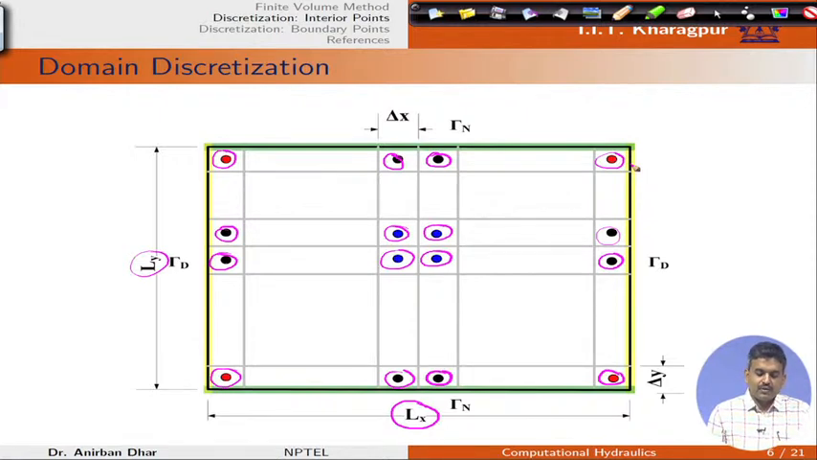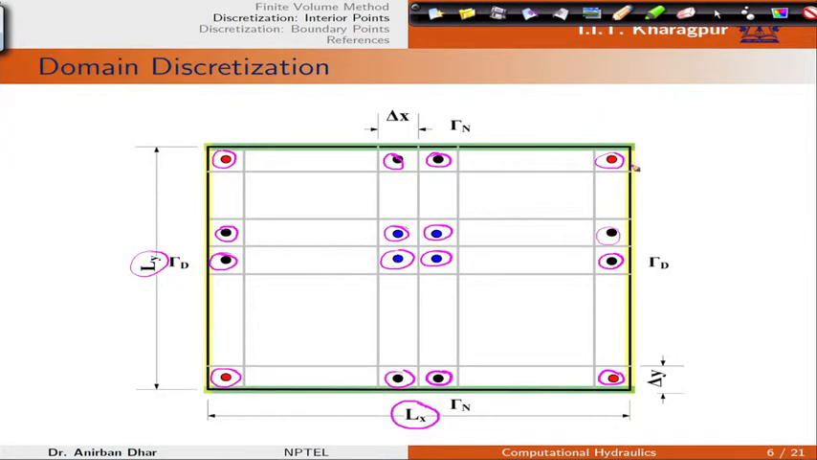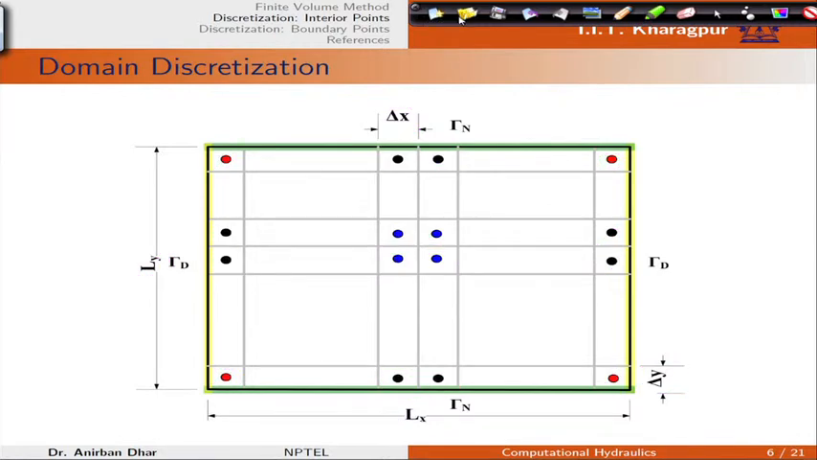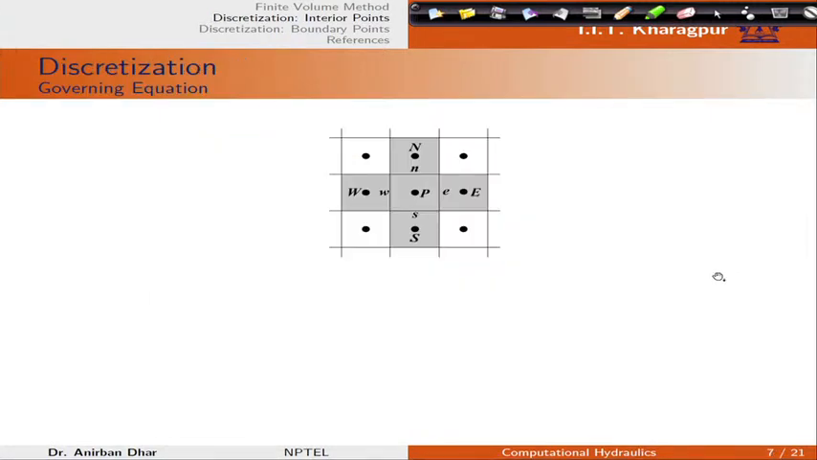In a physical system there can be situations where both boundaries are Neumann or both Dirichlet, but in this case we have a combination of boundary conditions, one side Dirichlet, another side Neumann. Delta x is the cell size in the x direction, delta y in the y direction. So, with this we can start the discretization of the governing equation.